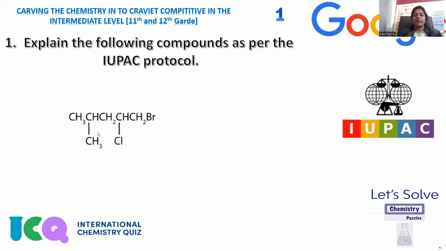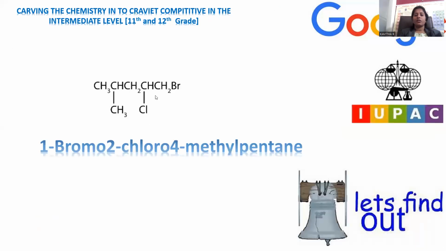Here is the compound given. Explain the following compound as per the IUPAC protocol. We have to name the given compound in accordance with the IUPAC. IUPAC stands for International Union of Pure and Applied Chemistry, right? So according to that, if you see the compound, you can find bromo, chloro, methyl as the functional groups over here.